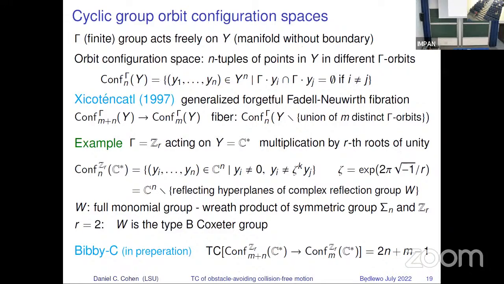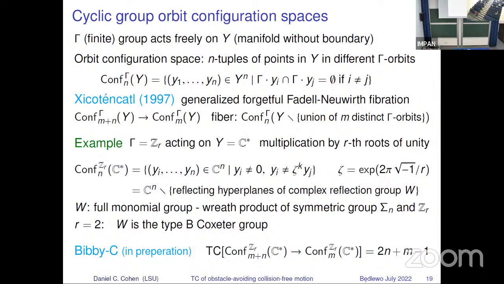which fits nicely with the group theoretic picture that I just brought up and the original planar picture. So it's about what are called orbit configuration spaces. The setup is you have, I'll assume a finite group acting freely on a manifold which has no boundary.